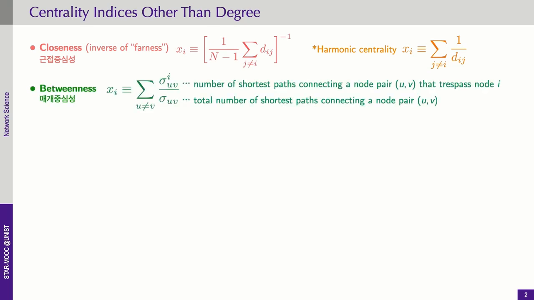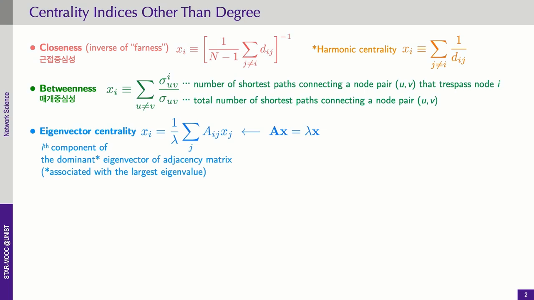Now let's think about all the shortest paths that connect a pair of nodes u and v. There may be more than one shortest path. Then an informative quantity is how many of these shortest paths are actually passing through the node i, right? By summing all these fractions for every possible pair of nodes existing in a graph, we can define the betweenness centrality. Maybe I have to mention that BC, betweenness centrality, can be equally defined for edges.